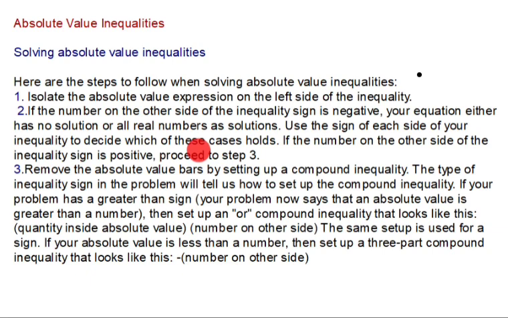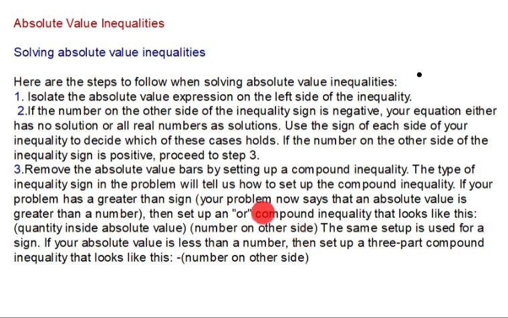If the other side of the inequality is positive, then move to step number 3, which is removing the bars of the inequality. When we remove the bars, we are actually setting up a compound inequality. To decide whether it is an or compound inequality or an and compound inequality, we decide by the symbol or the sign of the inequality.